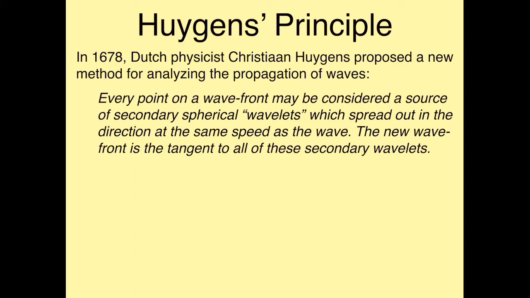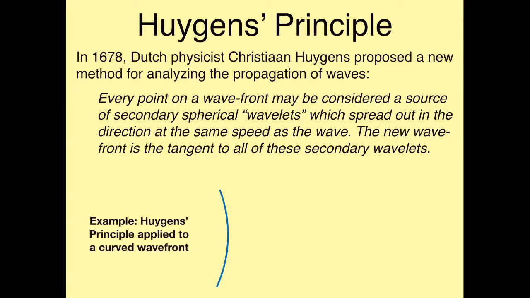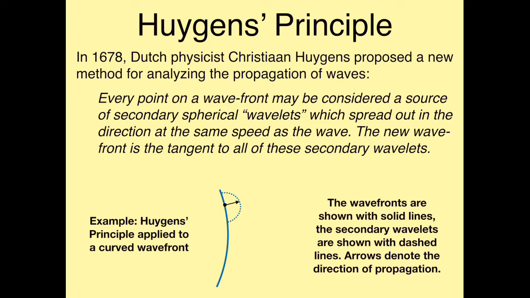Okay, so the best way to understand what this is saying is to look at an example. So let's try to apply Huygens' principle to this curved wavefront. In other words, we know that this is one of the wavefronts. We're going to use this to predict what the next wavefront looks like as the wave moves forward. So each point on this wavefront is going to be considered a source of secondary spherical wavelets, which spread out in the forward direction like this. So we're going to show the wavefront with a solid line. These secondary wavelets are going to be shown with a dashed line. And the arrows are showing us which way the wave is moving.